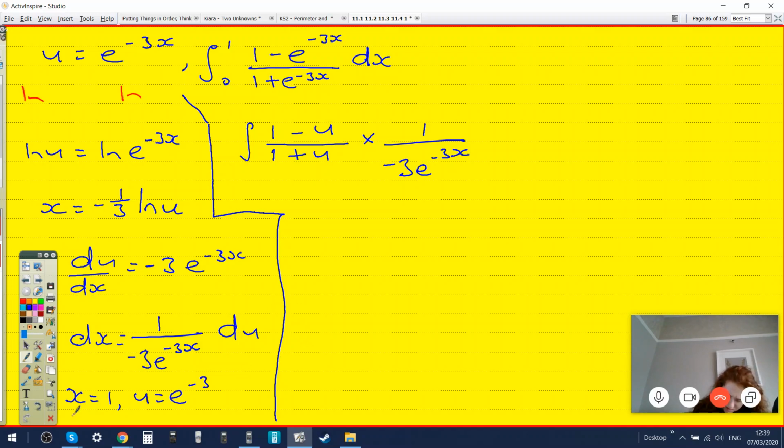And when x is 0, is it just e to the minus... Oh wait, would it just be 1? Yep. Anything to the power of 0 is 1. And so this will be integrating between 1 and e to the minus 3, or 1 over e to the plus 3.